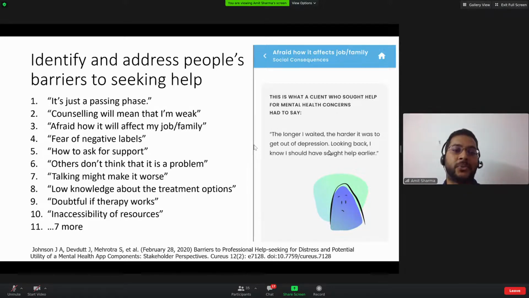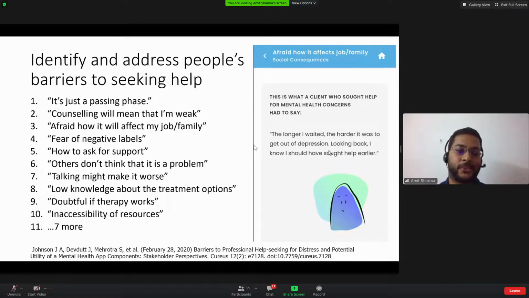Anyways, I just wanted to mention all these because many of these are impeding people from reaching out, which means that even if there's an app available, let's say there's an app available for mental health, and let's say that it's magical, like it'll just solve.